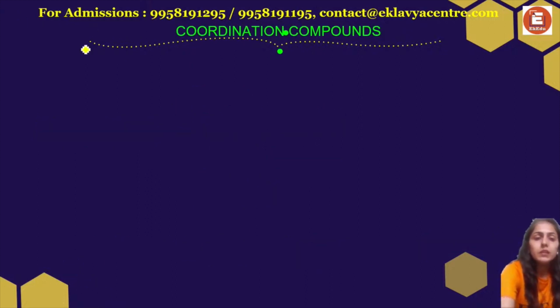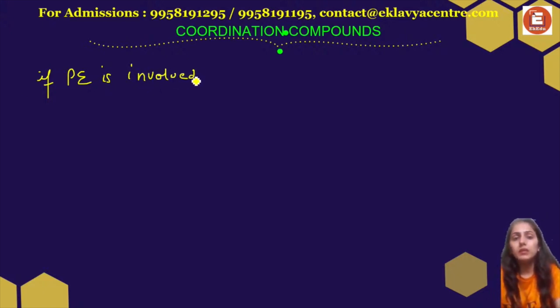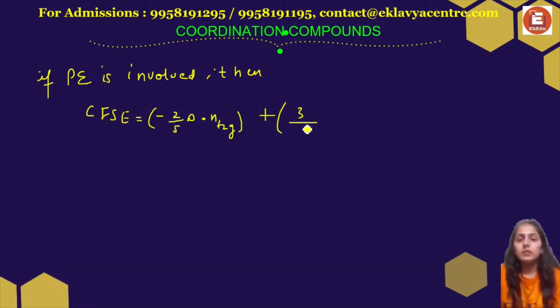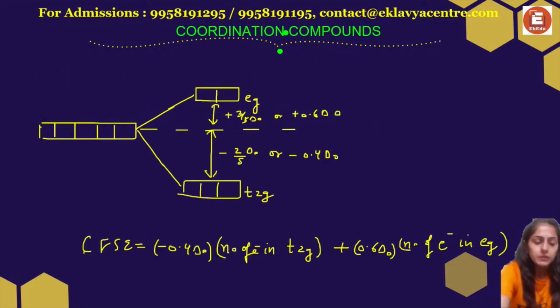Now, if pairing energy is also involved, meaning electrons are going to pair, then the value of CFSE changes and the formula becomes minus 2 by 5 delta O into the number of T2g electrons, plus 3 by 5 delta O into the number of Eg electrons, plus P, the pairing energy, the energy required for pairing the electrons. So these are the two formulas we have to use.